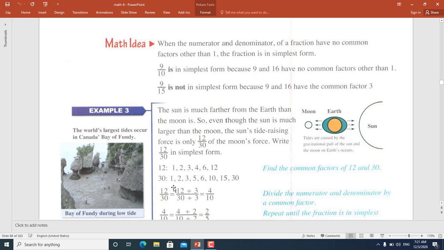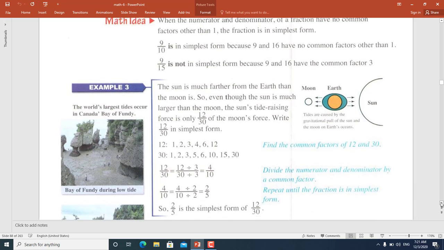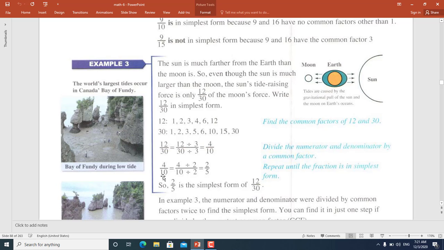Okay, students, you can also use another common factor. For example, we can divide by 3. The numerator and also the denominator are divided by the same number. If you divide by 3, it will be 4 over 10. Also, 2 is a common factor between 4 and 10. You can again divide by 2. 4 divided by 2 is 2, and 10 divided by 2 is 5, so 2 over 5. But from the first, you can choose the greatest common factor to divide. Say 6: 12 divided by 6 is 2, and 30 divided by 6 is 5. So 2 over 5 is the simplest form for 12 over 30.